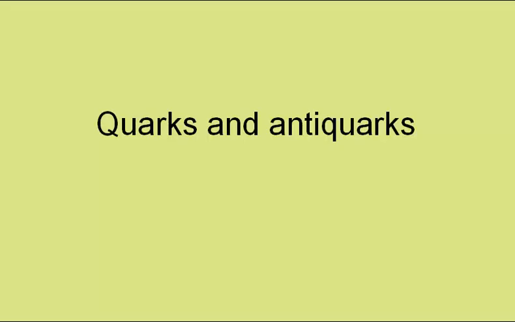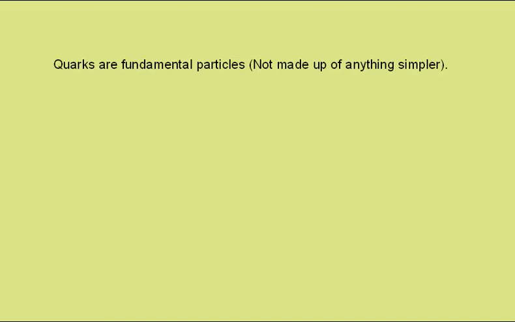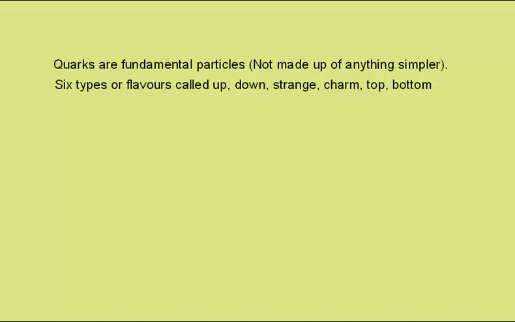Quarks and antiquarks. Quarks are fundamental particles. This means they're not made up of anything simpler, as far as we're aware. There are 6 types or flavours of quark, called up, down, strange, charm, top and bottom. But you only need to be aware of the first 3, the up, down and strange quarks.